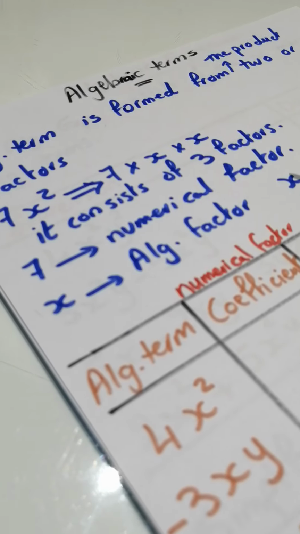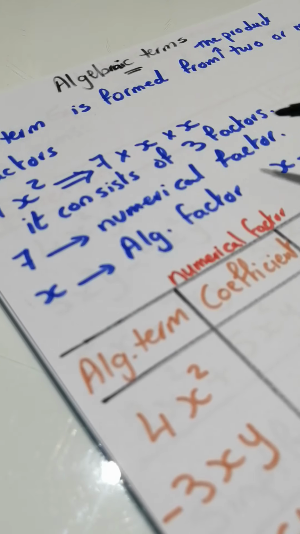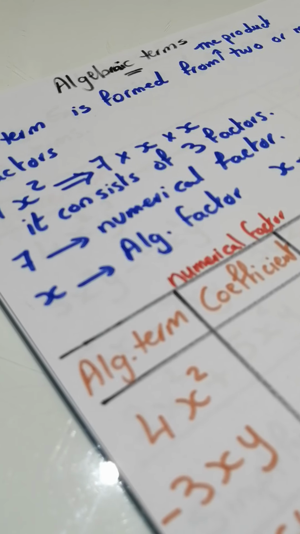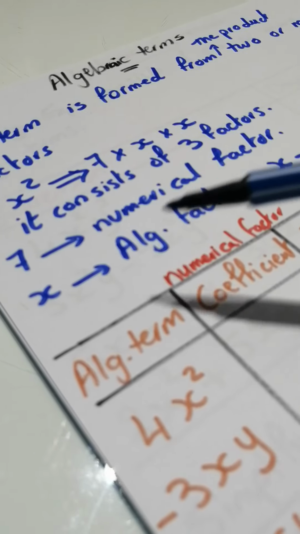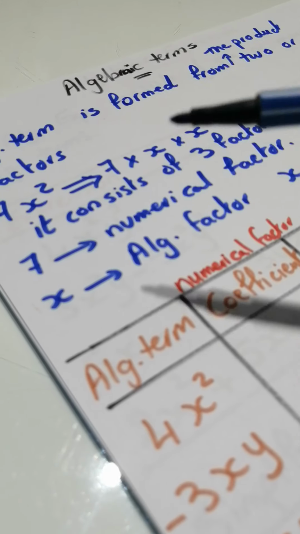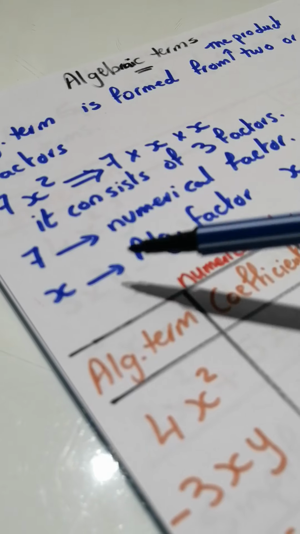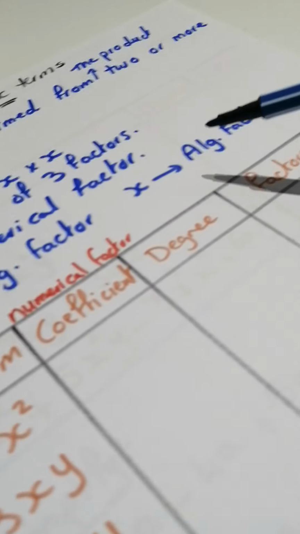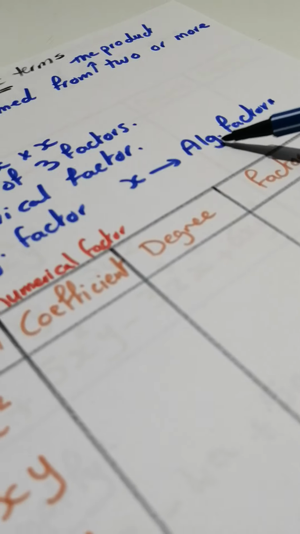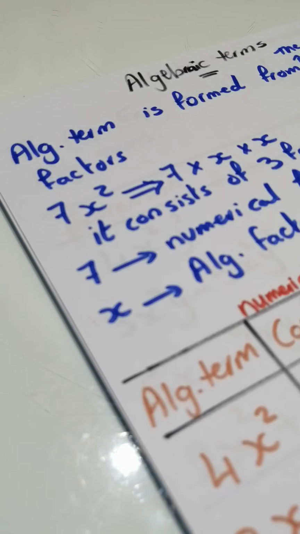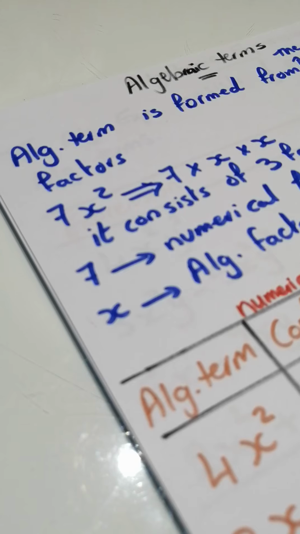Of 3 factors. 7 is the numerical factor, and sometimes we call it the coefficient. It has another name called coefficient. And x to the power of 2 means x times x. So the first x is also an algebraic factor, and the other x is also an algebraic factor. So 7x squared consists of the product of 3 factors.